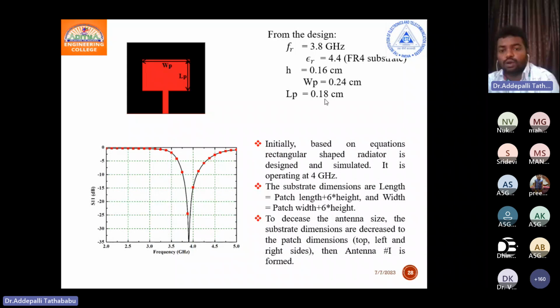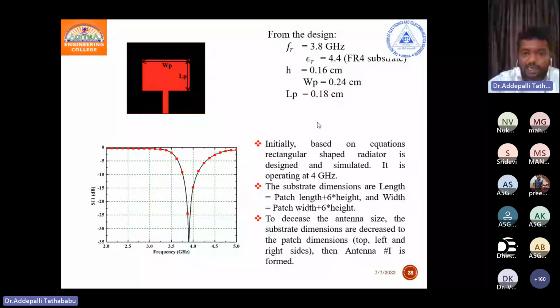In Google, two sites are there, Pasternack and EM Talk, where direct equations are given. If you directly enter the FR value, epsilon r value and H value, if you want 3.8, it will show the width of the patch and the length of the patch, 0.24. This is in terms of centimeters, that is 24 point something in mm and 17.83 or 18 point something. Definitely you will get it. Then the same values I have used here, and the same antenna is designed in HFSS. It is operating at about 3.8 or 3.9, almost equal. That's why those are the standard equations.